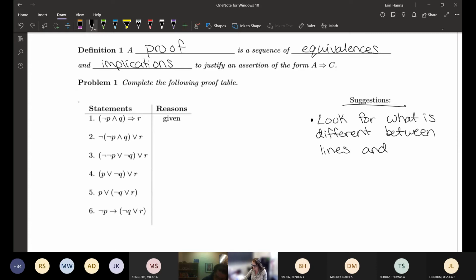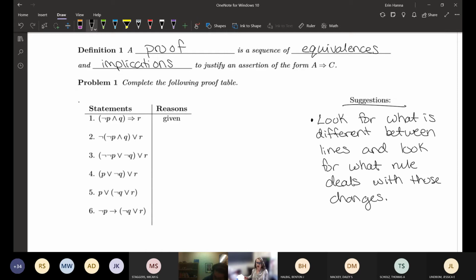And then look for what rule deals with those changes. Because again, the rules that were given don't have to be exactly in that format. It doesn't have to look exactly like P implies Q. It could be a P or Q implies R or something like that. I find that a lot of people get bogged down in trying to match the notation too much. We're trying to match patterns here.